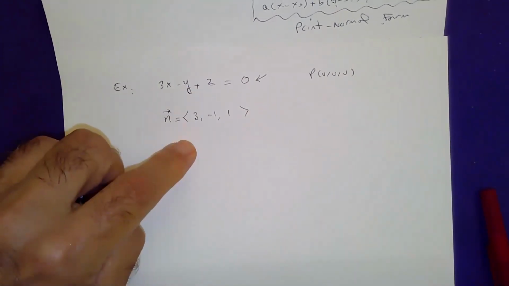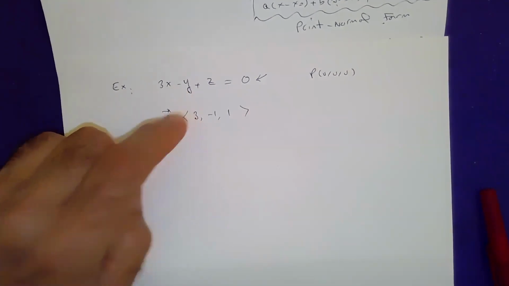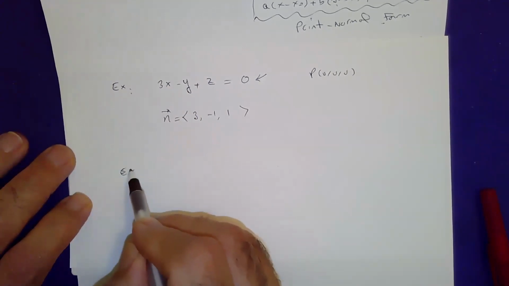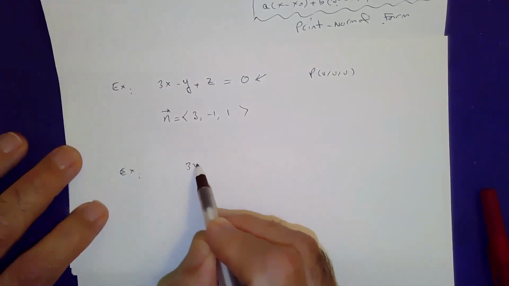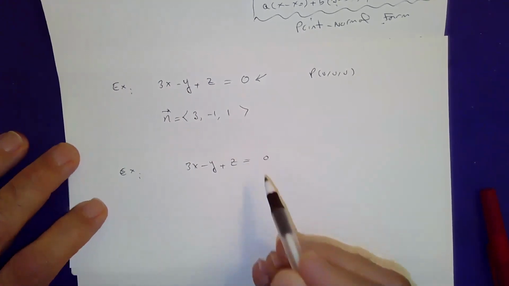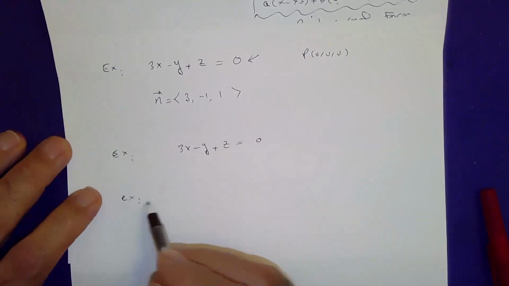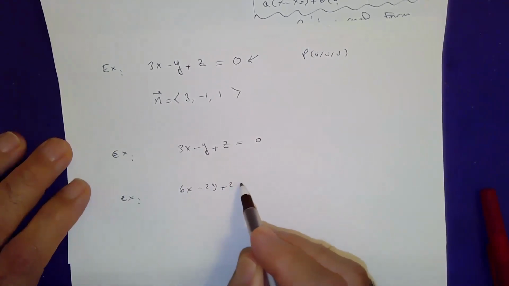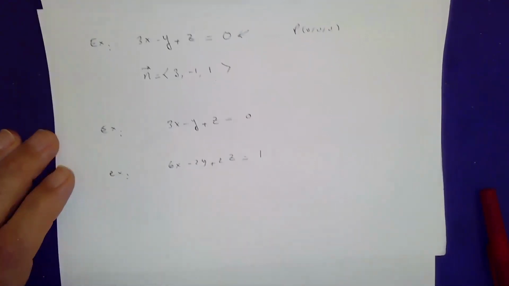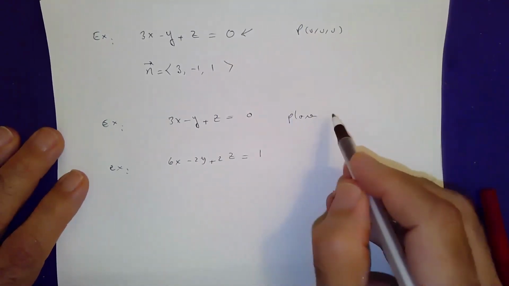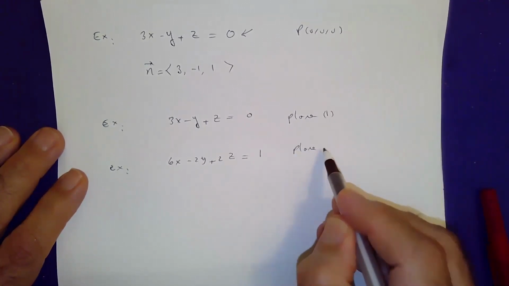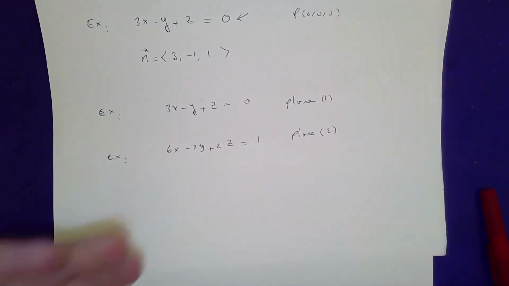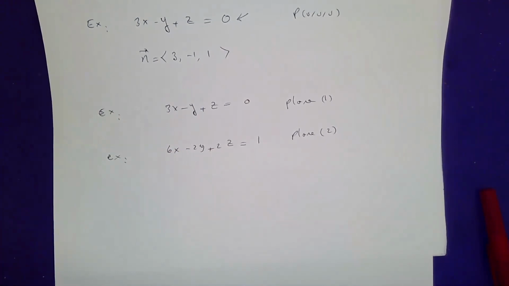Okay? So by inspection, I can tell what the normal vector is. So the question is, why do I care? Well, if I give you 3x minus y plus z is equal to 0, and then I give you, let's say, I don't know, 6x minus 2y plus 2z is equal to 1. So let's say this is the general equation of plane number 1. This is the standard equation of plane number 2. So the legit question would be, are these two planes parallel to each other?